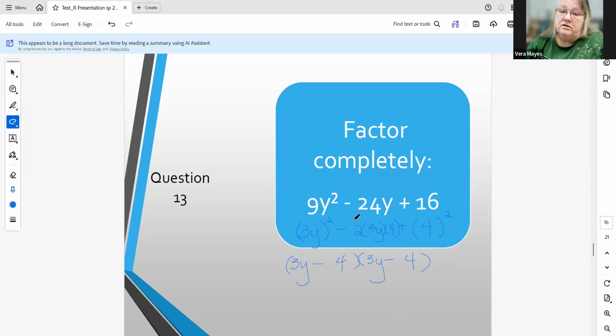Now, if you didn't learn this particular special factoring term, you could also use the AC method, or you could use trial and error.